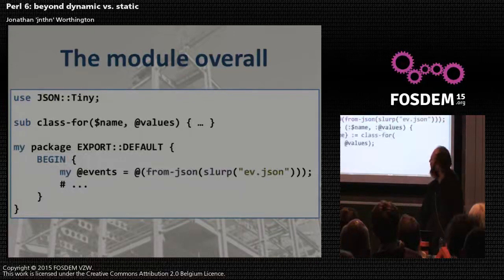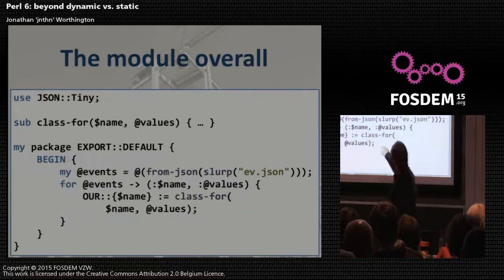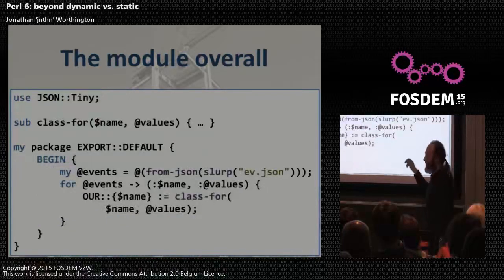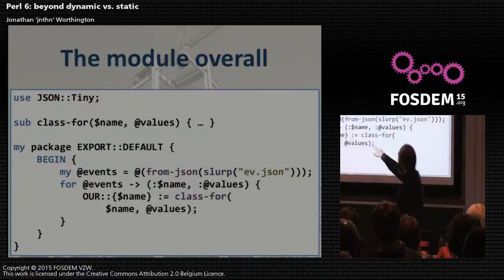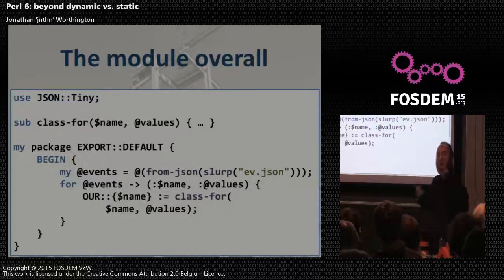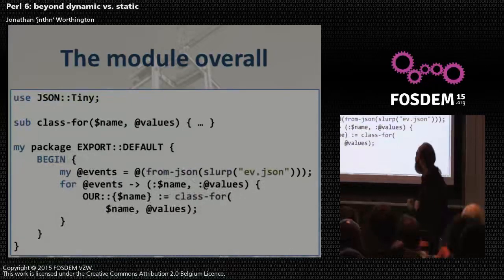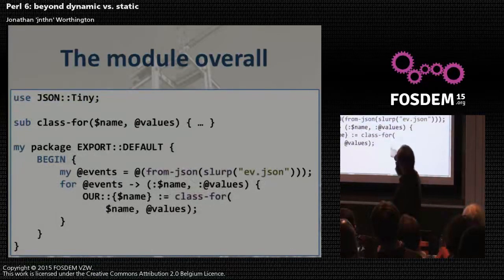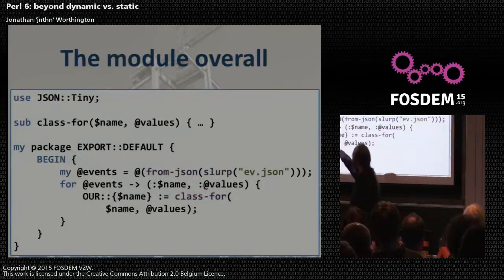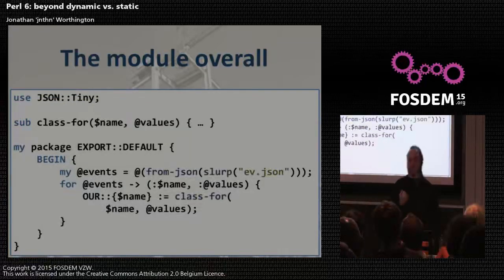And then I will loop over those. Okay, and this thing in the parens here is actually a signature unpack. It means that I'm looping over an array of hashes, but I don't actually want the hash. I want to pull out the name key and bind it to $name, and the values key and bind it to the array @values. So it saves me having to unpack all of the hash. So this is one of the other nice things we do with signatures in Perl 6. We use them for data structure unpacking. And then I generate the class for this name and values. I stick it into the current package, under name, and we're done.